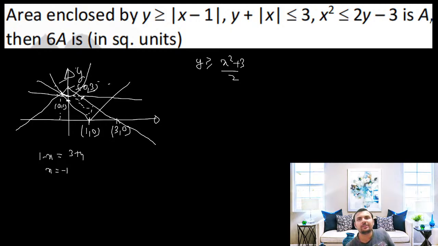And (0, 0), it is positive. So we have to find which area then. We have to find, so x square, and if we put (0, 0), it is going to be 3 by 2 less than 0, which is not possible. So I think we have to find this area.